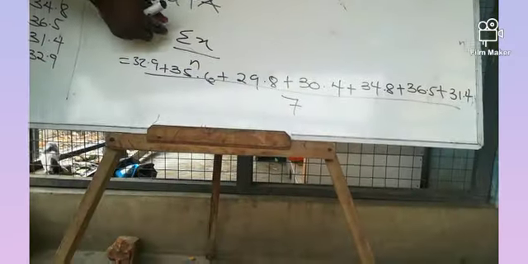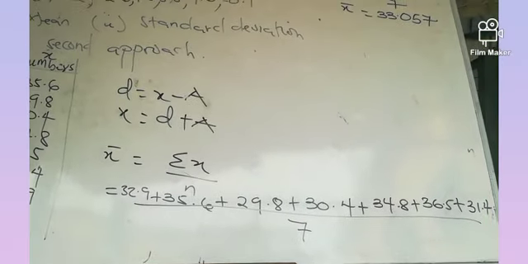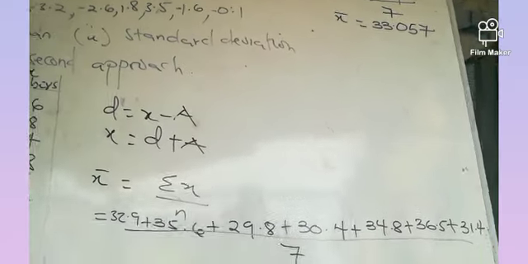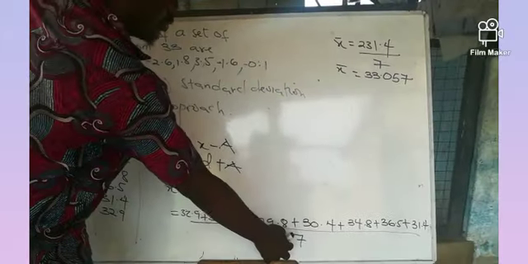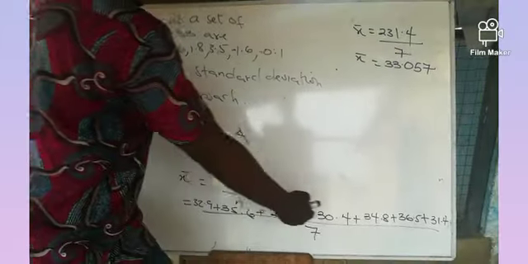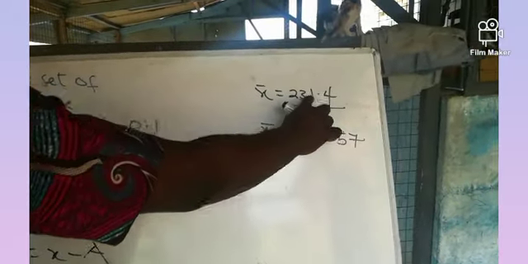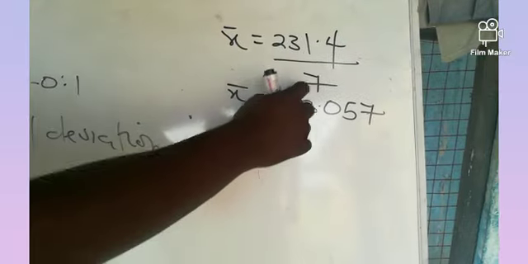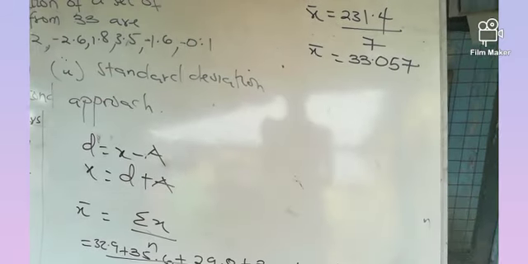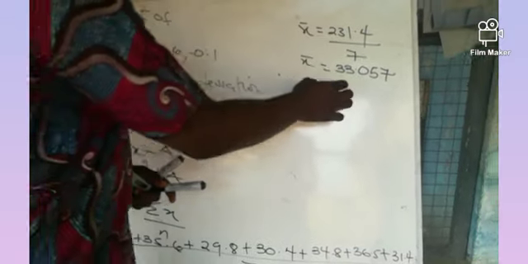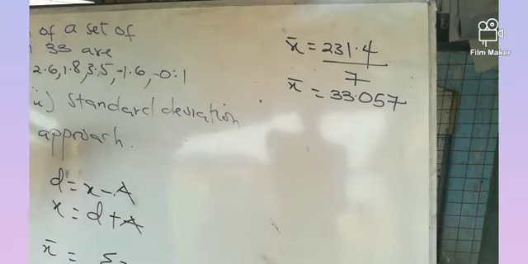And so we were talking about the summation of x. The summation of x, I said, is just the sum of everything here, divided by n. And n is the number of numbers you have here. 1, 2, 3, 4, 5, 6, 7. So they are 7. You divide by 7. So the sum of what is at the numerator is going to give us 231.4 divided by 7. And when you point it, you get that. So if you can recall from the first approach, we had 33.057. And the second approach, we are getting the same thing.